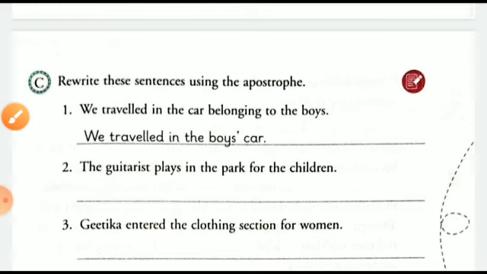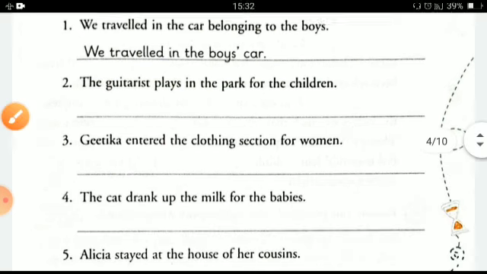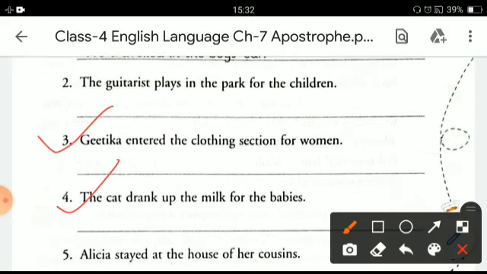Now, rewrite the sentences using the apostrophe. We traveled in the car belonging to the boys. First one is already done: we traveled in the boys' car. The second one is the guitarist plays in the park for children. And the answer is the guitarist plays in the children's park. Now in the same way, you will be doing the third, fourth and fifth one.